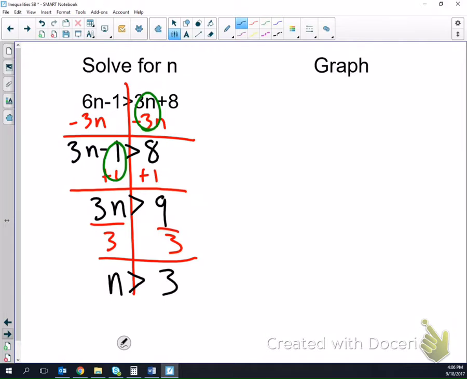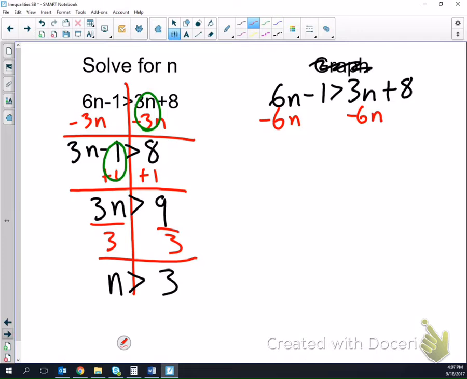Now, what if I chose to do this in a slightly different order? What if I chose to do just some different steps? So let's try a 6n minus 1 is greater than 3n plus 8. But rather than minusing the 3n, what if I decided I want to subtract a 6n? Now, for me personally, I really like to subtract the smaller number because I avoid negatives like what I'm about to get. But that doesn't mean that it's wrong.